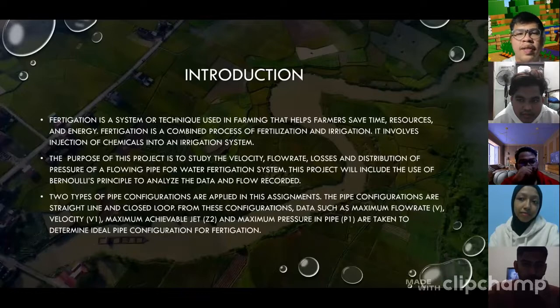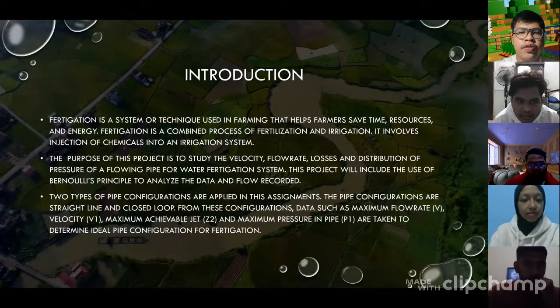For introduction, fertigation is a system or technique used in farming that helps farmers save time, resources, and energy. Fertigation is a combined process of fertilization and irrigation. It involves injection of chemicals into an irrigation system.